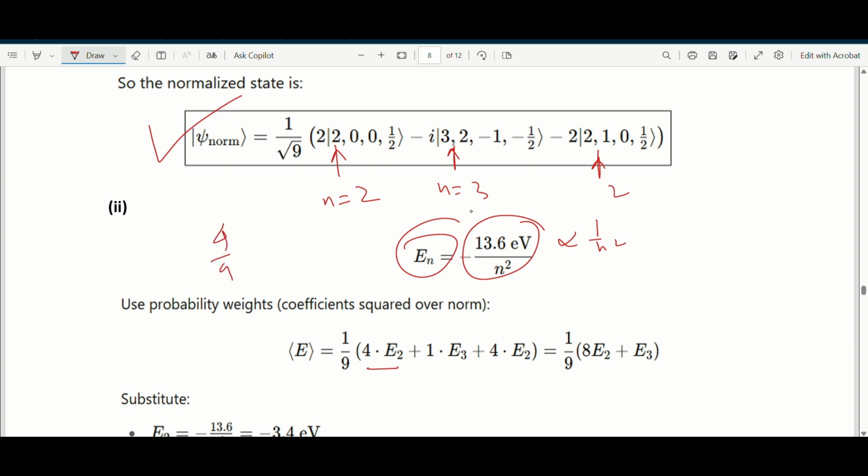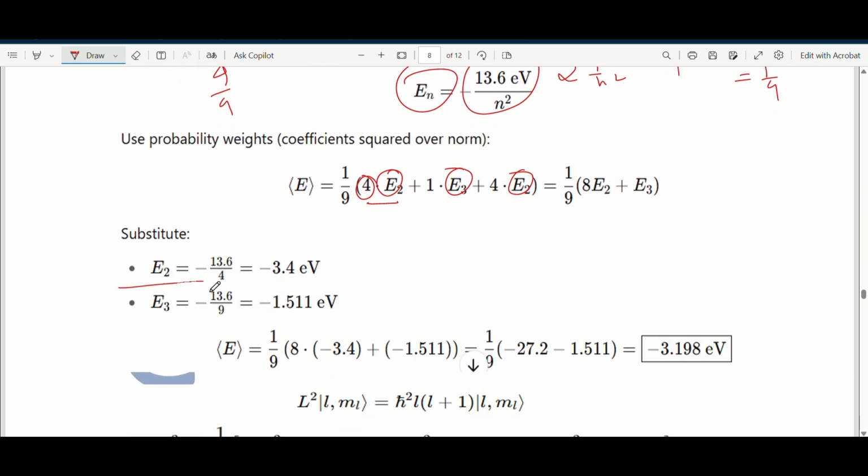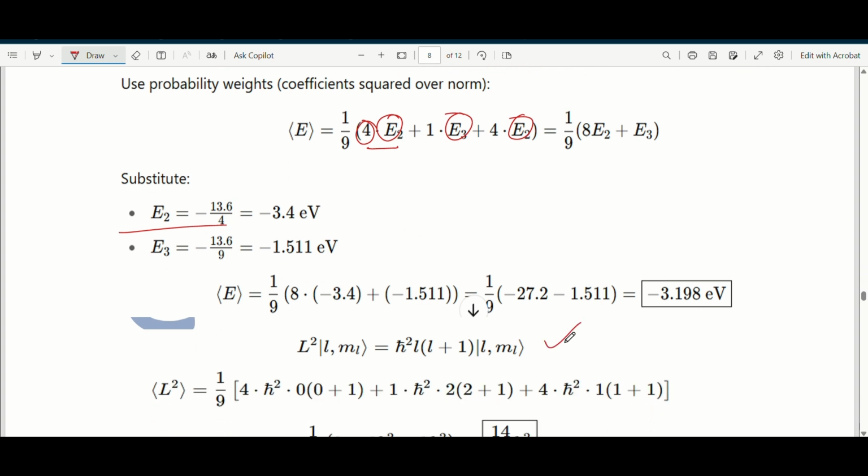For the second state, ci square will be the mod of iota minus iota, which will be 1, so 1 divided by 9. For this state it will be 4 by 9. So these are the things: second state, third state and second state again. After substituting this we get these things. So for the second state, this gives the energy expression.